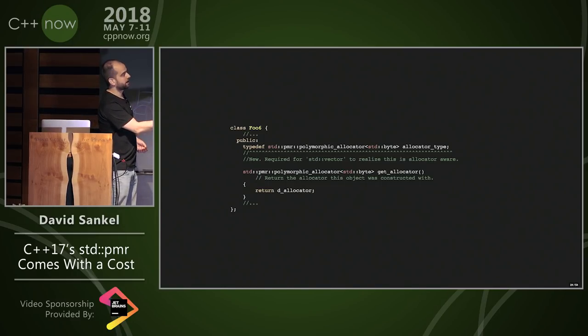And then we have a get_allocator function. And this returns the allocator this object was constructed with. Please do not return something other than what the object was constructed with, because you will get really bad undefined behavior.